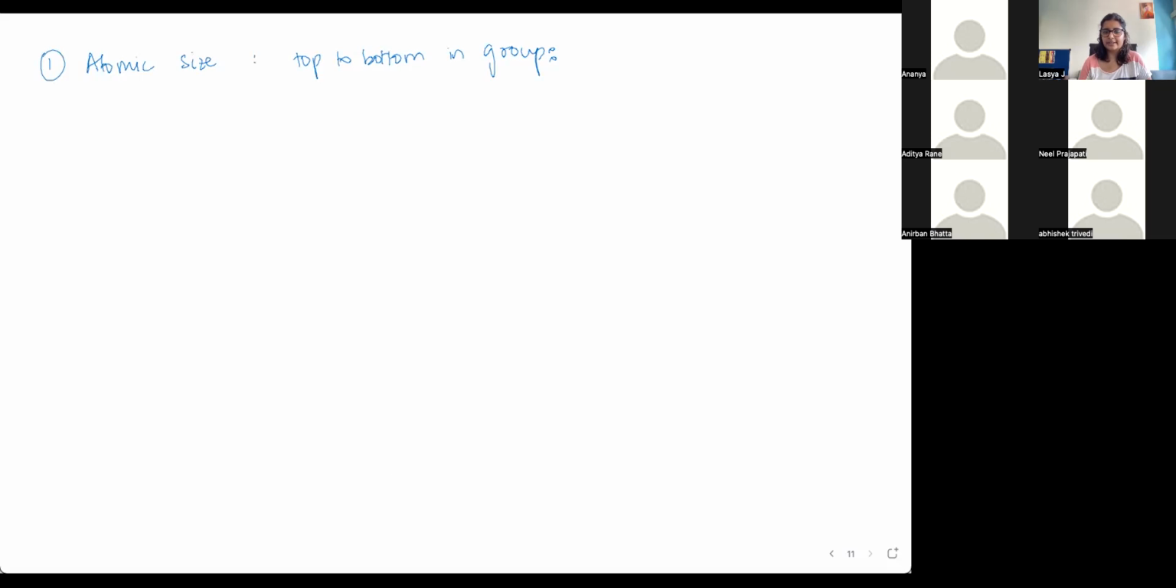Others, rest of you, send it over chat. The atomic size will increase as we go down. Yes. And left to right in a period? It will decrease. Yes, it decreases. Yes. What is the reason for this trend? Who? Anirban.